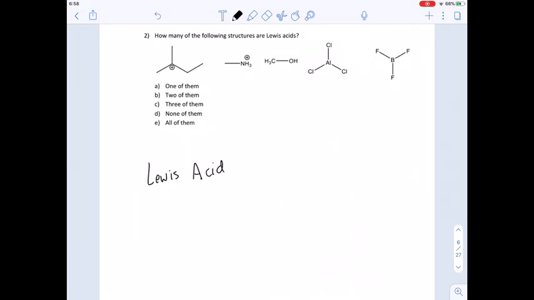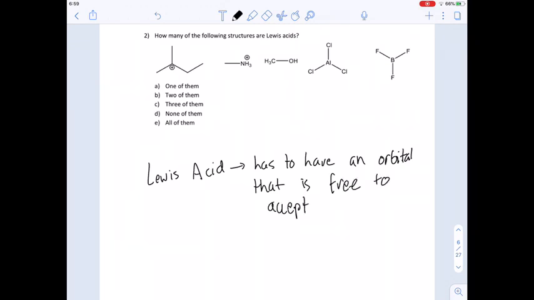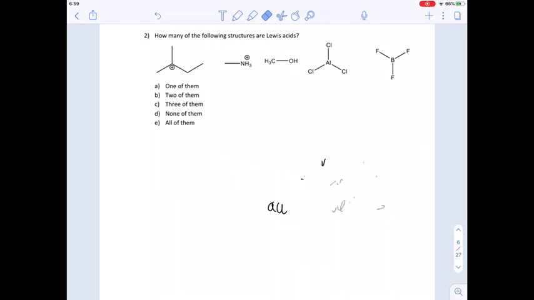Okay. Number 2 asks, how many of the following structures are Lewis acids? So the definition of a Lewis acid, I know we all know it as just an electron acceptor, but it's a little bit more than that. A Lewis acid has to have an orbital that is free to accept electrons. Okay? So it's a little bit more than just an electron acceptor. It also has to have an orbital for it, right?